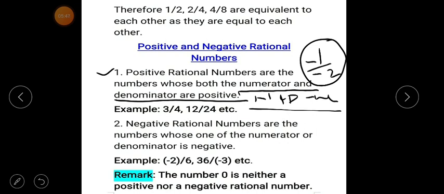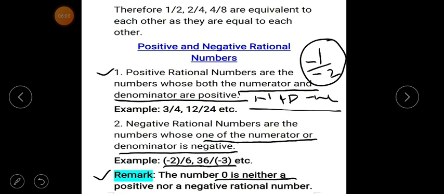Negative rational numbers are the numbers where one of the numerator or denominator is negative. For example, -2 by 6, 36 by -3, all these are negative rational numbers. Remember one thing, that is the remark: 0 is neither a positive nor a negative rational number.